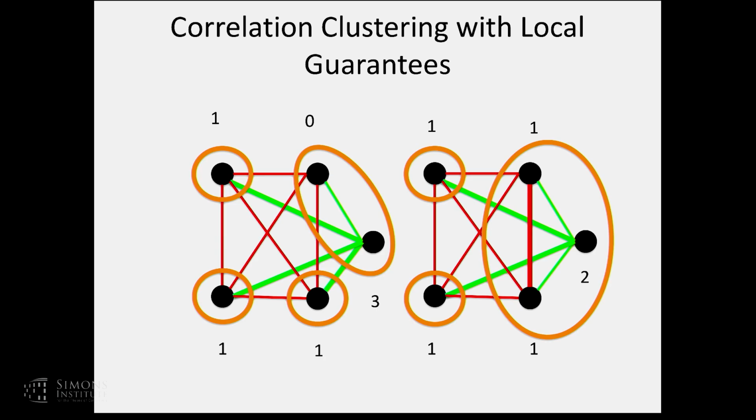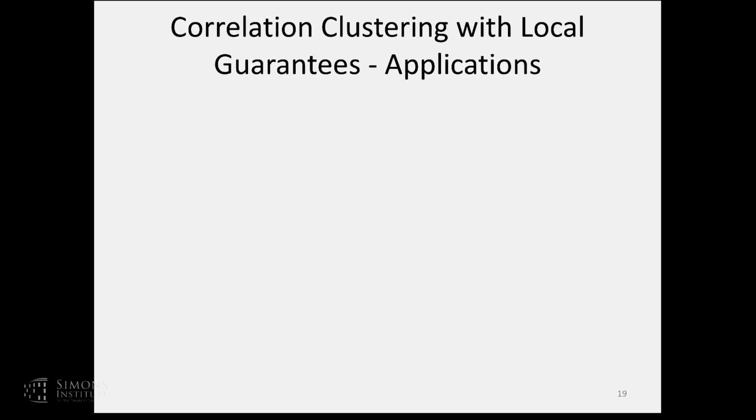Just to belabor the point, here are two clusterings of the same instance. From a global perspective, these make the same number of mistakes, but this one is a little better than this one, because in this one this particular vertex has 2 mistakes, whereas in this one it has 3 mistakes. So the local objective obviously is different from our global objective.